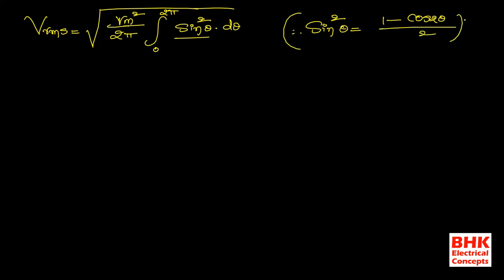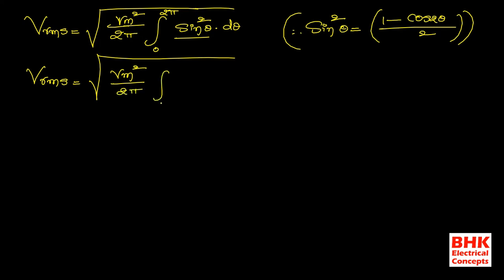Okay, so instead of the sine square theta, we can substitute this value for getting the RMS value. So VRMS is equal to Vm square divided by 2 pi integral 0 to 2 pi. So instead of sine square theta, we are substituting 1 minus cos 2 theta divided by 2 into d theta.